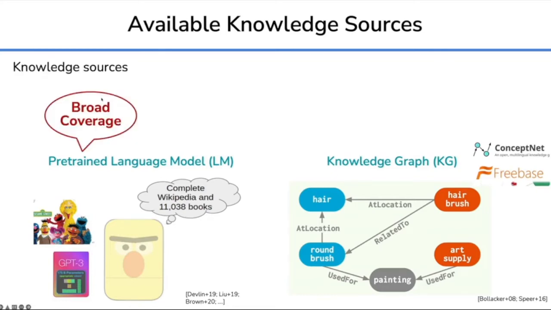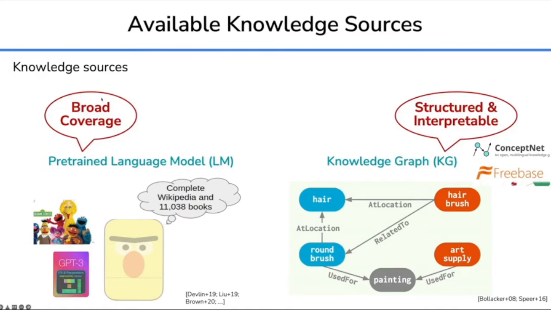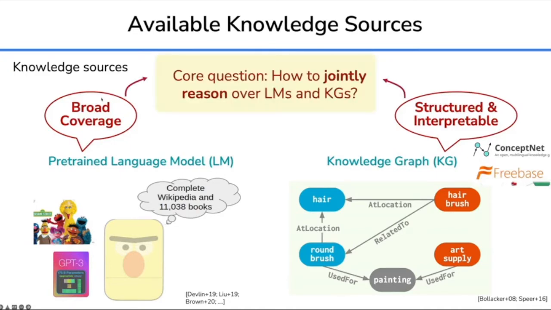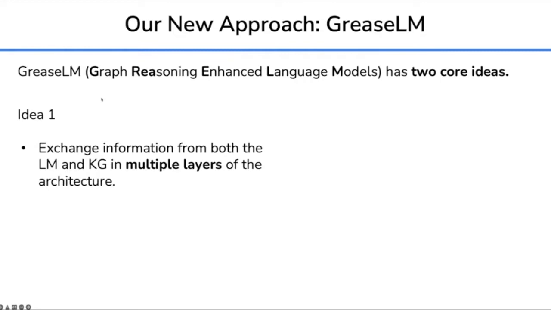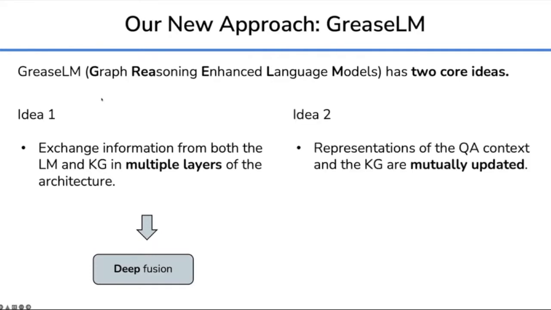Given two knowledge sources with different strengths, the core question we are trying to answer is how to jointly reason over them. We propose GreaseLM, a new model that leverages both modalities for complex question answering, and it has two core ideas. First, it exchanges information from both the language model and the knowledge graph in multiple layers of the architecture, which enables deep fusion of the two modalities. Second, representations of the QA context and the KG are mutually updated, which enables interactive fusion.